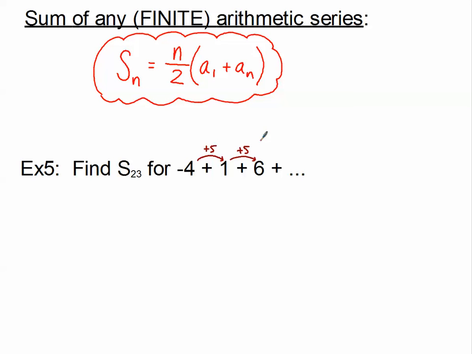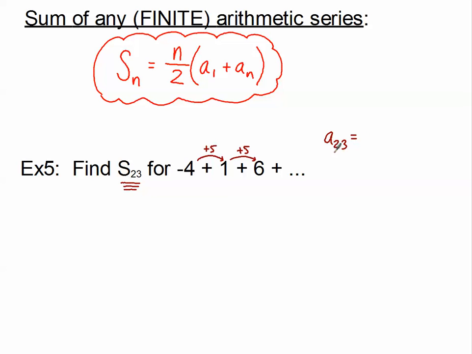So if I want to find the sum of the first 23 terms, let's see what I need for my formula. I need to know how many terms. Well, that's easy. That's 23. I need to know what the first term is. Well, that's easy because that was given. It's -4. But I also need to know what the last term is, or rather the 23rd term. So it looks like I have some work to do. I need to find a sub 23 before I can plug into my sum formula.